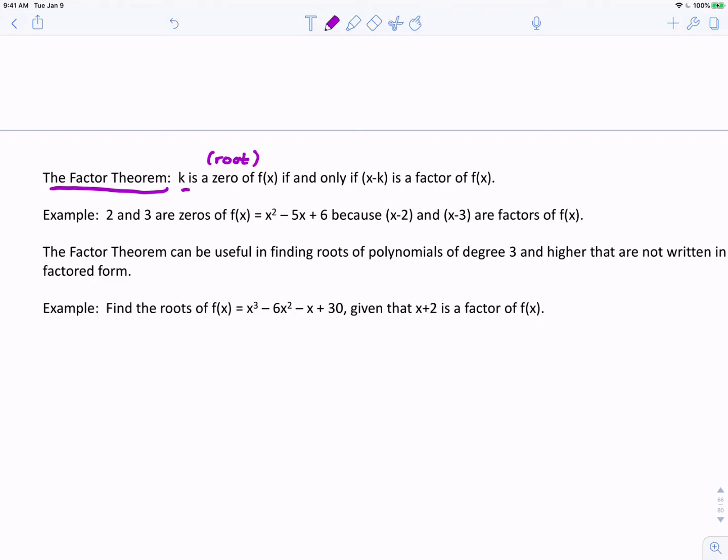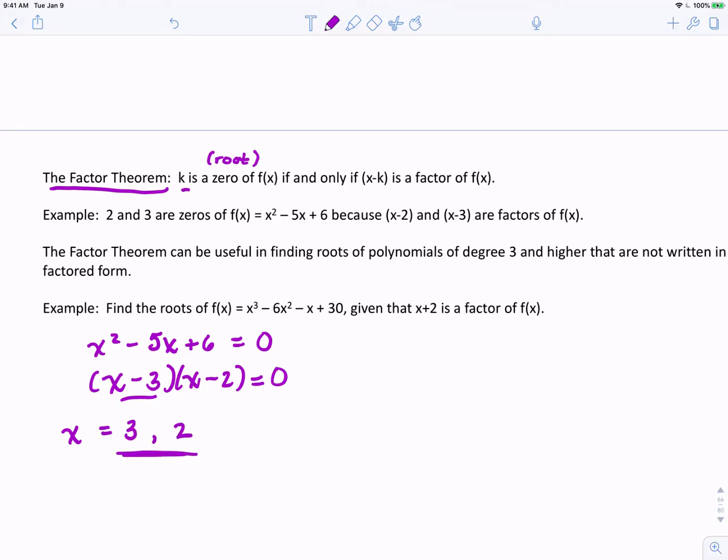This is something that you've probably used ever since you've taken algebra. Whenever you want to solve a quadratic, like x squared minus 5x plus 6 equals 0, what you do is you factor, and then you set each factor equal to 0 and find the roots of the equation. Well, that's using the factor theorem. The factor theorem says that k is a zero of the function if and only if x minus k is a factor. So since x minus 3 is a factor, 3 is a root. Since x minus 2 is a factor, 2 is a root.